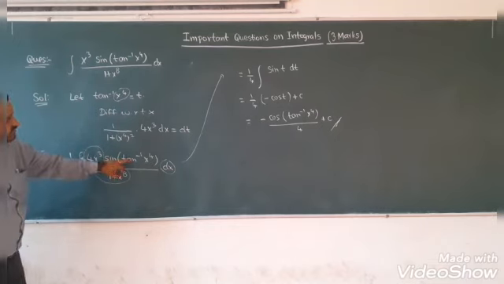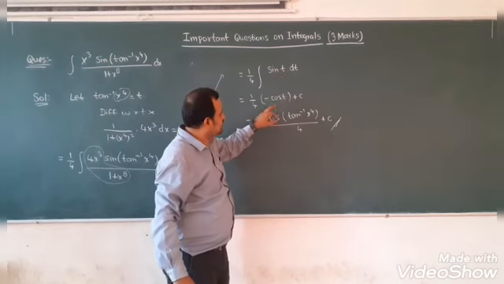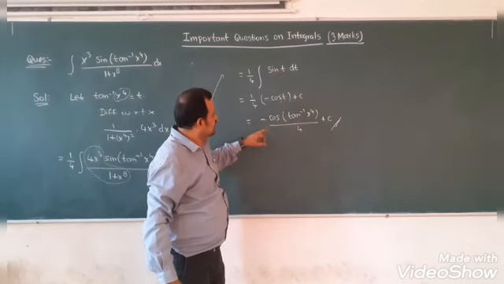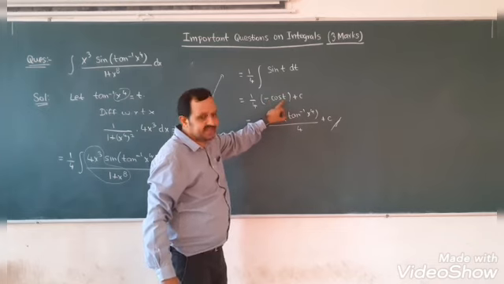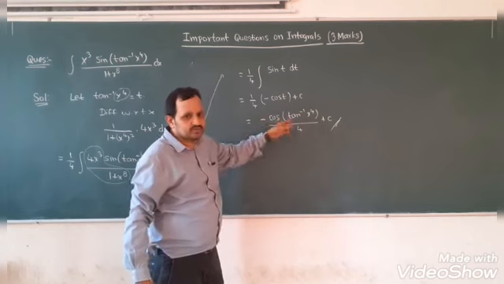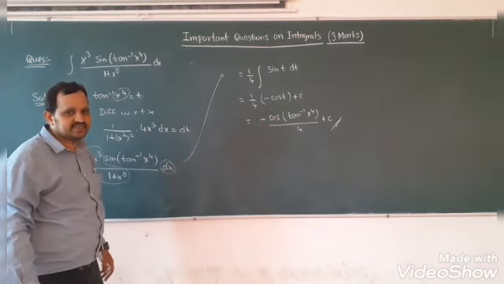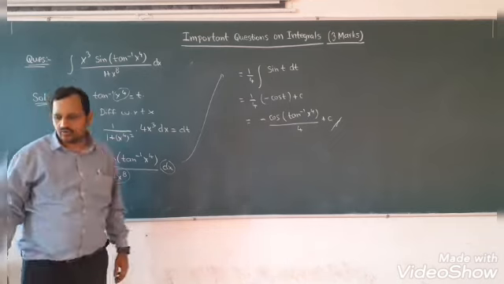So sine of t will come, sine t dt. What is the integral of sine t? It is minus cos t. So minus cos t, where t is nothing but tan inverse x to the power 4, divided by 4, plus c. So this is the required answer. I hope the solution is clear. Let us see one more question.